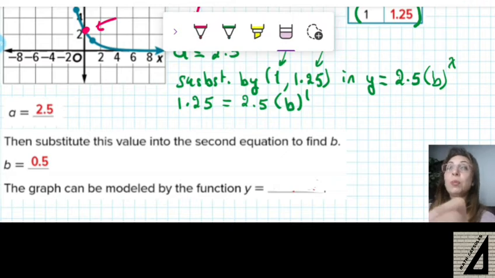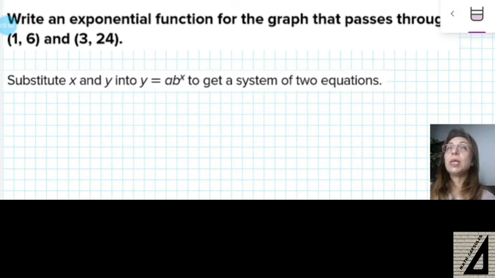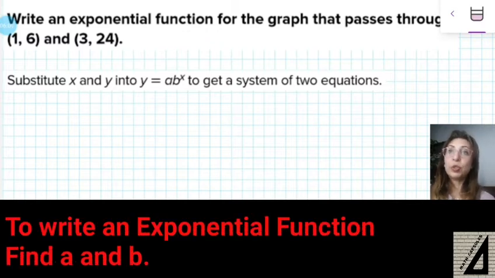So the graph can be modeled by the function y equals A, that is 2.5, times B, which is 0.5, to the power of x. Now the last example is: write an exponential function for the graph that passes through (1, 6) and (3, 24). Now you're not given a description. Also, you're not given a graph or a table. You're just given 2 points.